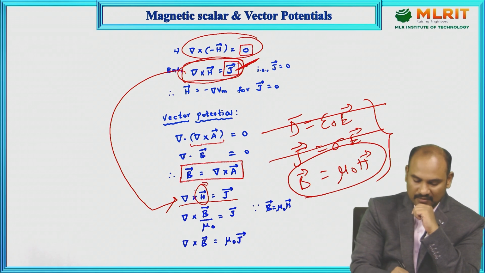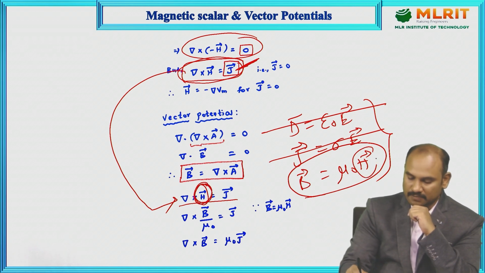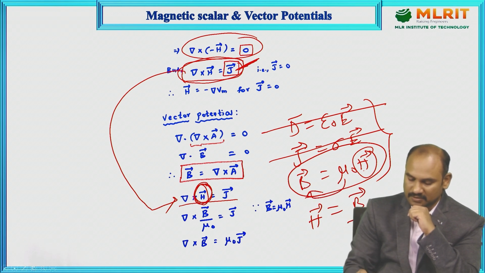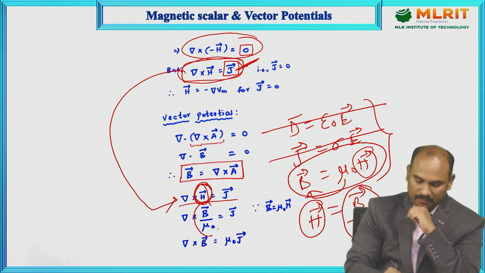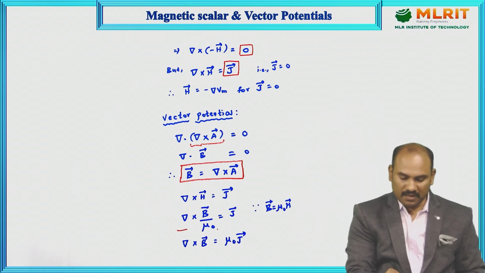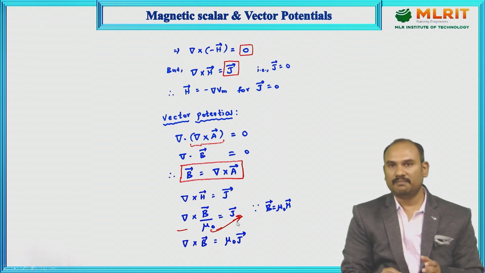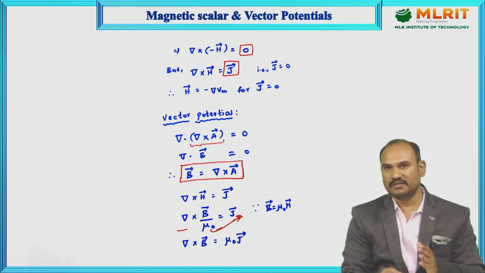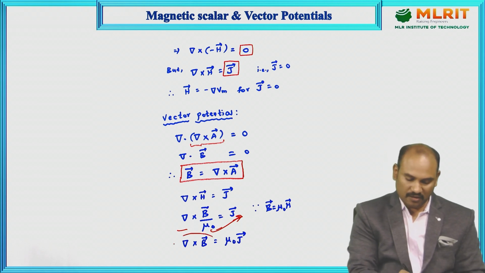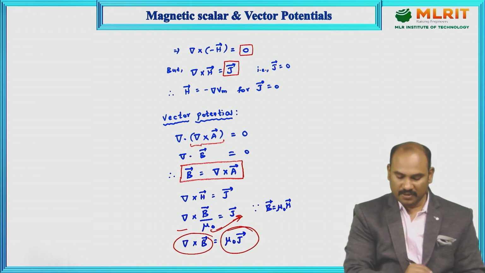What we have here? H bar. So I can write H bar equal to B bar by mu naught. Just rearrange the terms. In place of H bar I have taken B bar by mu naught. So del cross B bar by mu naught equal to J bar. Take this mu naught to the right hand side because mu naught is constant. Permeability of free space, 4 pi into 10 power minus 7, is a constant. Then I can write del cross B bar equal to mu naught J bar.